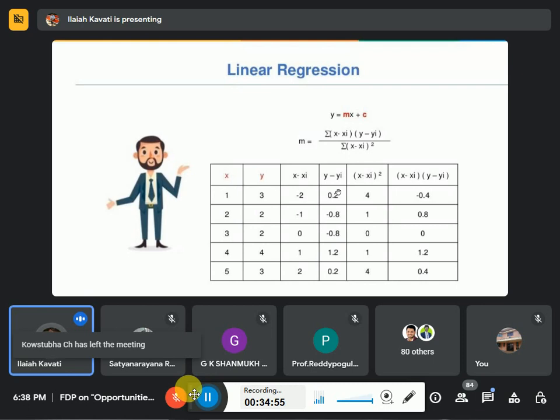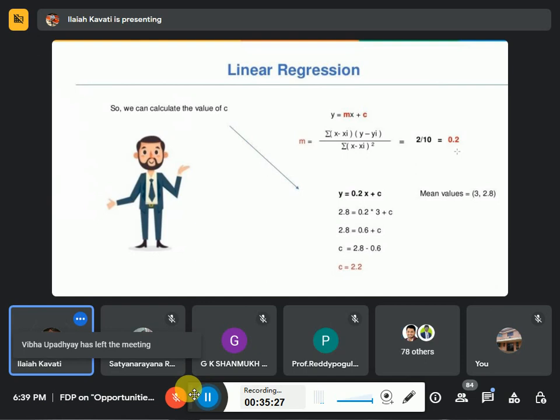Like this, you need to calculate x minus x mean and y minus y mean. The product is the numerator, and the squared term is the denominator. The sum of the fifth column is the denominator value, that is 10, and the sum of the last column is the numerator value, that is 2. Numerator by denominator is equal to the slope. So 2 by 10 is equal to 0.2. Now we have the slope, 0.2.